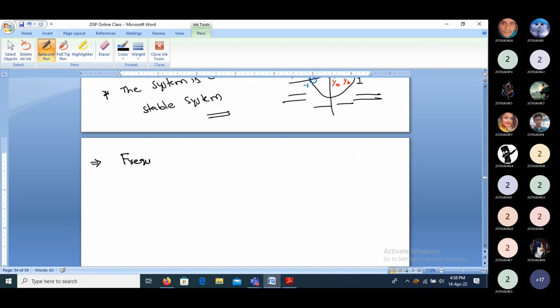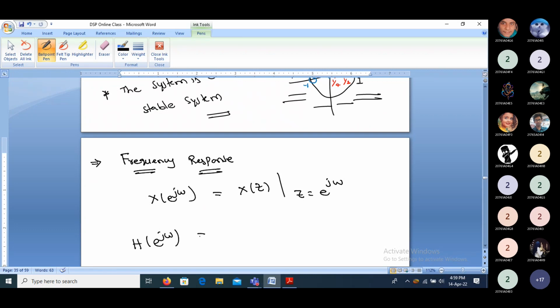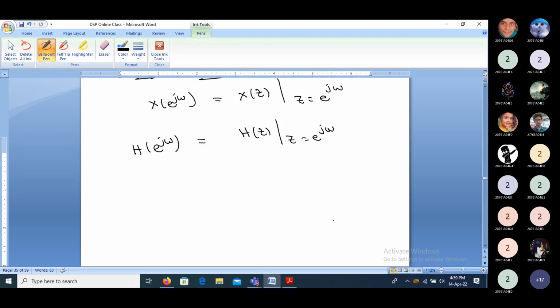For the frequency response, we go for the relation between the DTFT and Z-transformation. So X of e power j omega is nothing but the frequency response, where omega is always mentioned, which is equal to X of z at z equal to e power j omega. Here also, H of e power j omega, the frequency response of the system, is always equal to H of z at z equal to e power j omega.